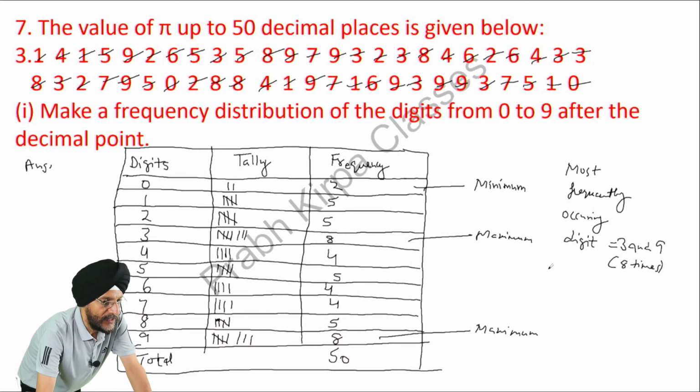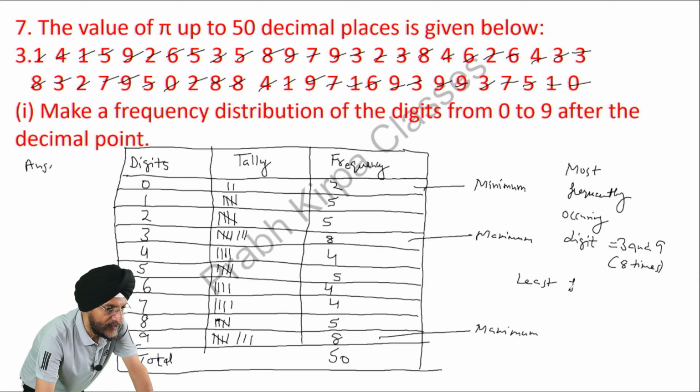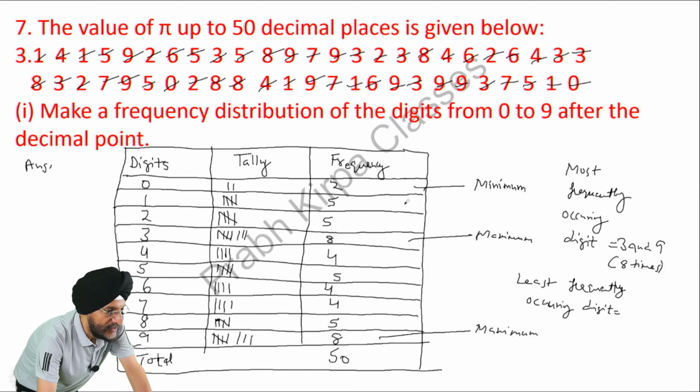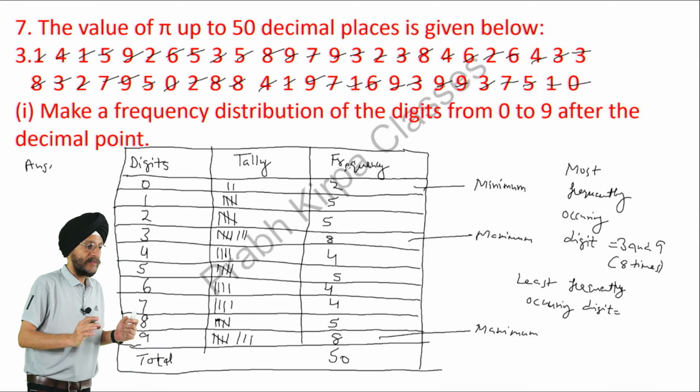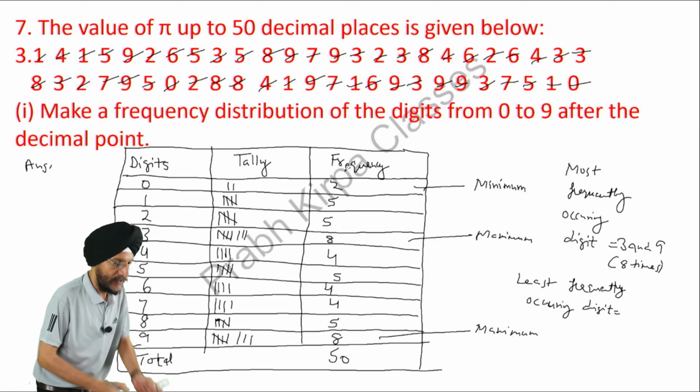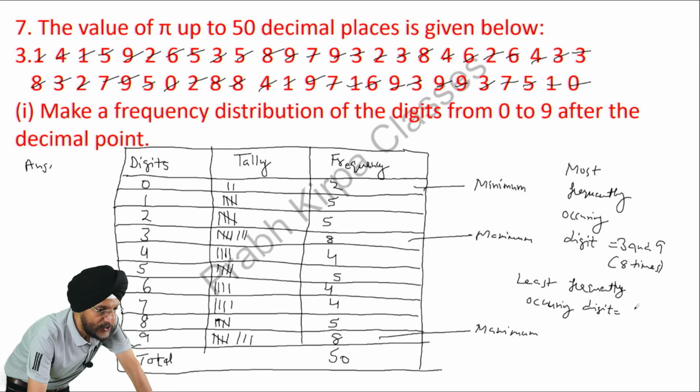So now what is the least frequently occurring digit? That is the digit which appeared very few times, and that is the zero digit, which has appeared only 2 times.